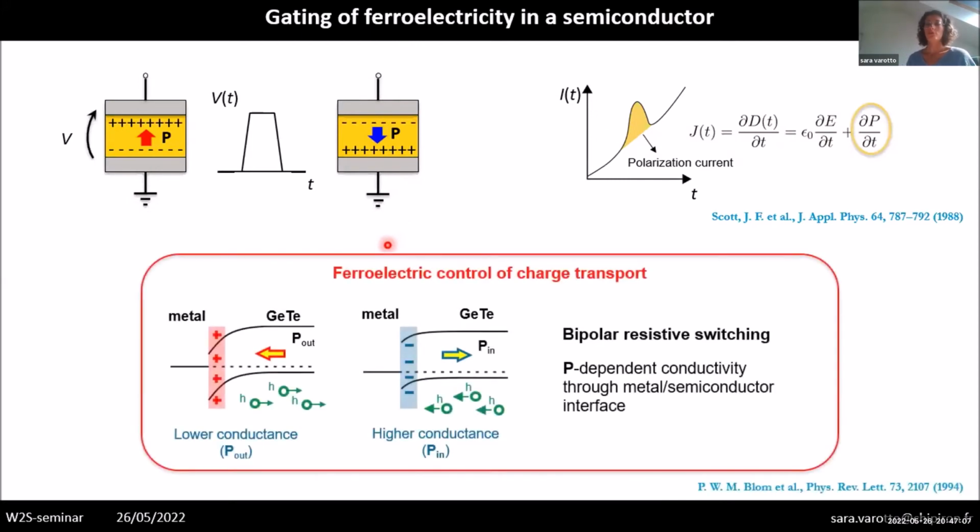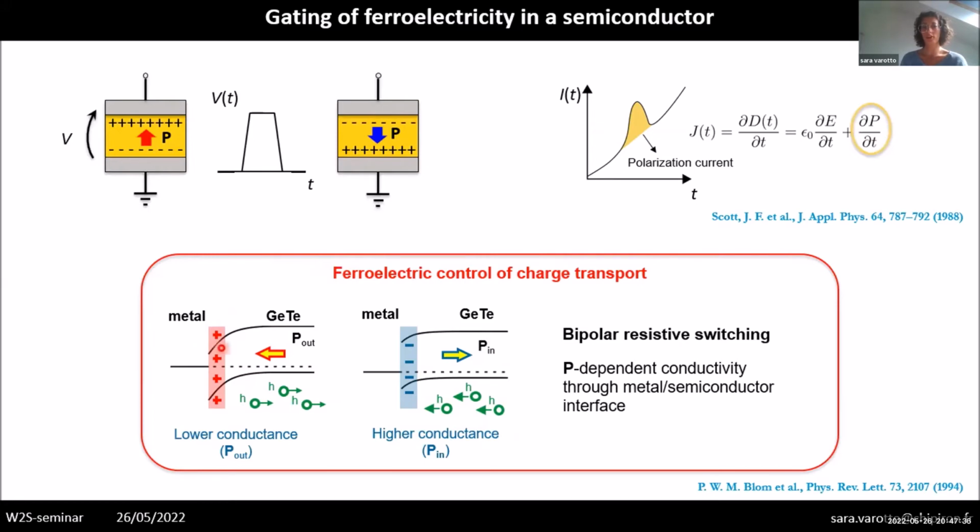So we designed a different way to control the ferroelectricity in this case, one that is intimately related to the semiconducting property of this material. So we consider, for instance, GeTe in contact with a metal. Depending on the polarization, we will have either depletion or accumulation of holes at the interface. And this will modify the band bending at the interface.